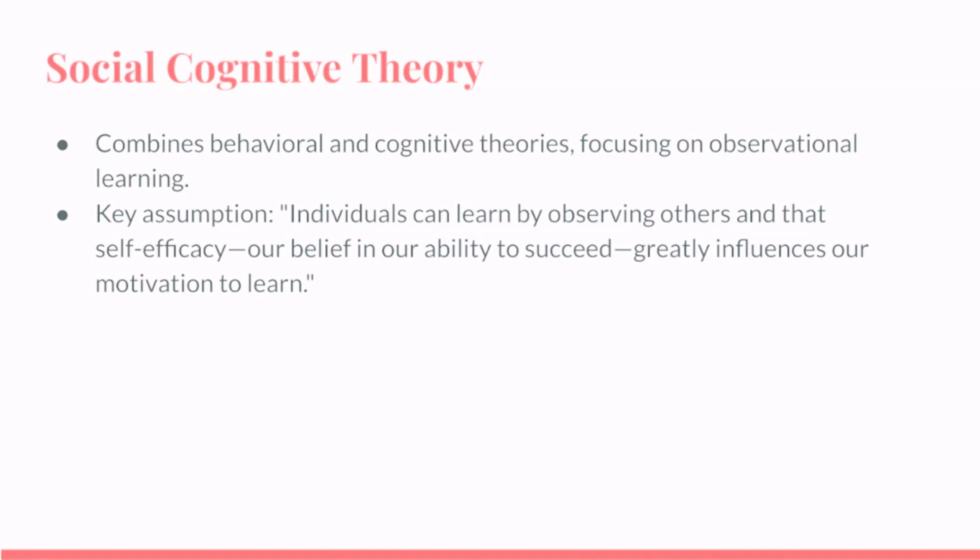settings. In the classroom, we can apply social cognitive theory by modeling desired behaviors and providing opportunities for students to practice those behaviors. Encouraging peer observation and feedback can enhance learning experiences and foster a supportive learning environment.